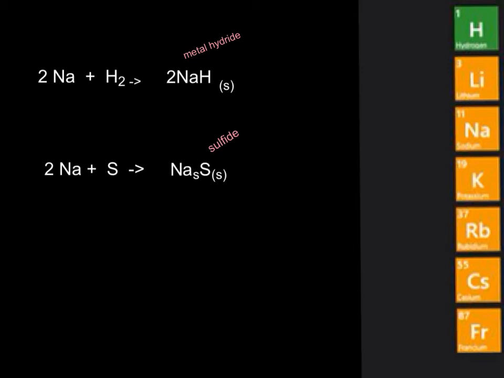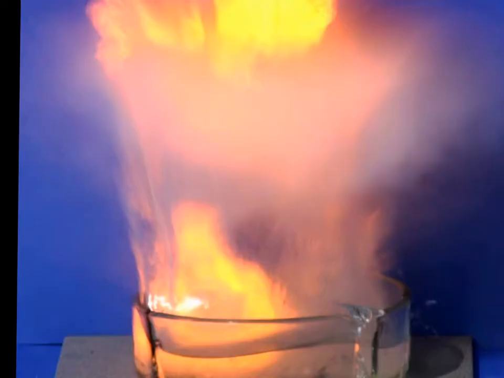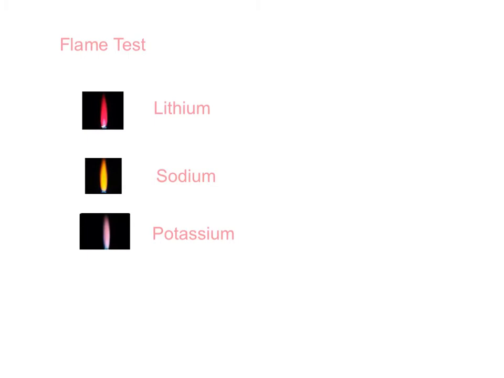And of course we know they're very reactive in water and water vapor, and so they're usually stored in mineral oil or kerosene. The group 1 metals will also emit distinct colors in a flame test. And as we go down the group, we can see that lithium is a red color, sodium is yellow, and potassium is a violet, going from a low energy color to a higher energy color to a still higher energy color.